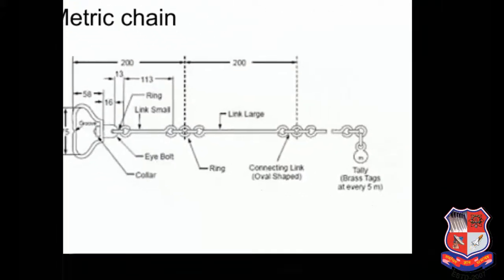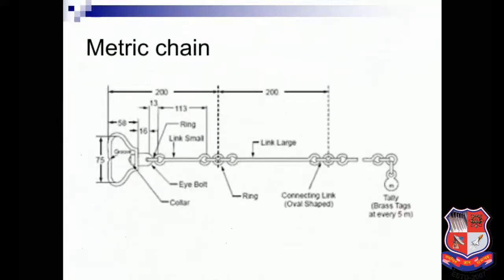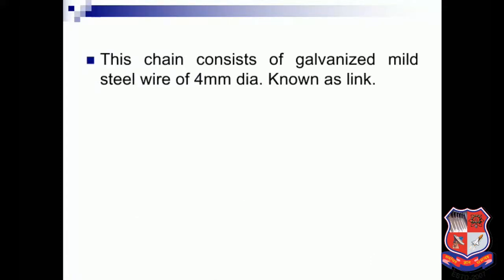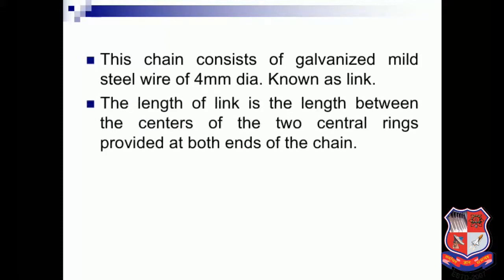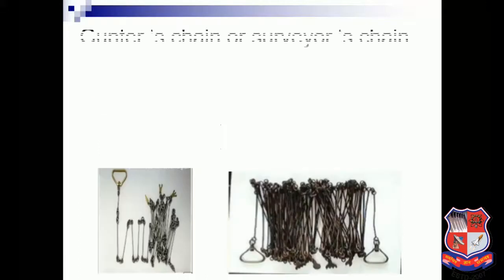And the tail is connected together. You can see here. Now, this chain consists of galvanized mild steel wire of 4 mm diameter, known as a link. The length of a link is the length between the centers of the 2 central rings provided at both ends of the link. The chains are made in lengths of 20 and 30 meters.